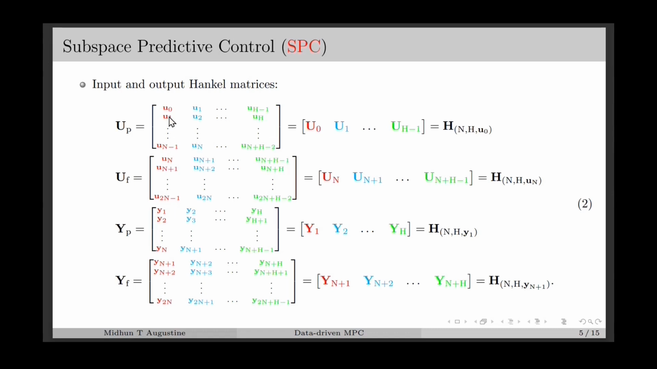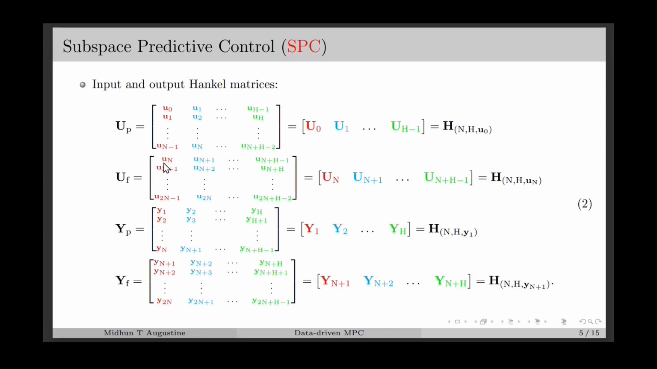Here, each column of UP and UF represents an input sequence or can be considered as a data window. And the next column is the sequence shifted by one time instant or can be considered as a shifted data window. This indicates these block Hankel matrices contain a moving window of data which captures the dynamic behavior.